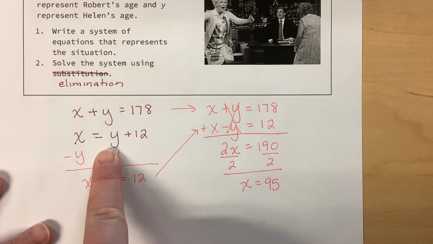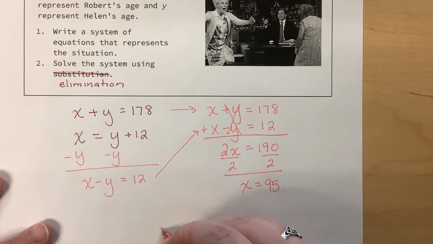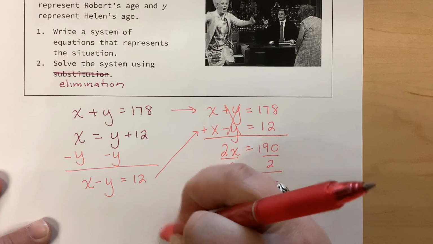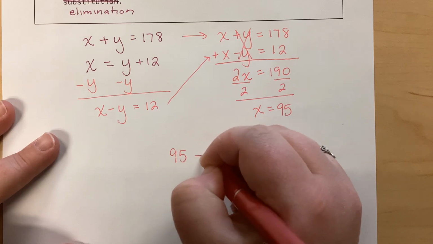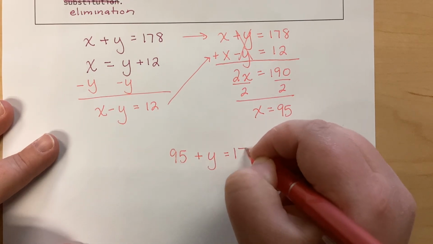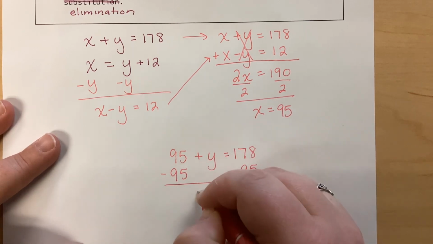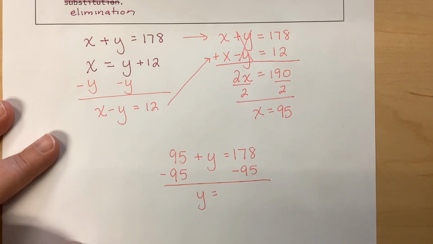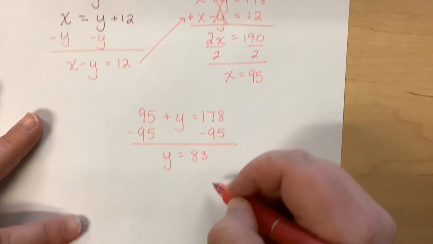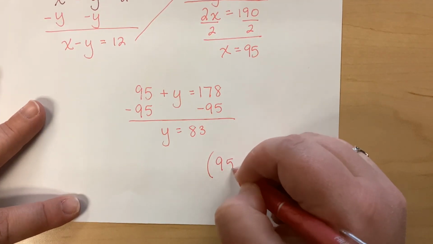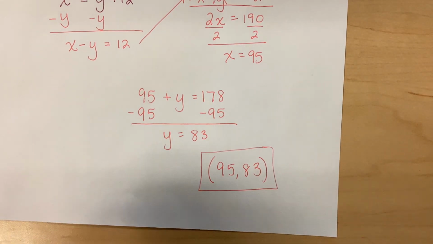Well, let's go ahead and use this one actually. It doesn't really matter. Actually, let's use the top now that I've gone all the way around. So I know that x is 95, so I'm going to plug 95 in for x. So 95 plus Helen's age, which is y, is 178. So if I subtract 95 on both sides, I will figure out how old Helen is. So 178 minus 95 is going to be 83. So that means my solution is 95, 83, meaning that Robert is 95 while Helen is 83.